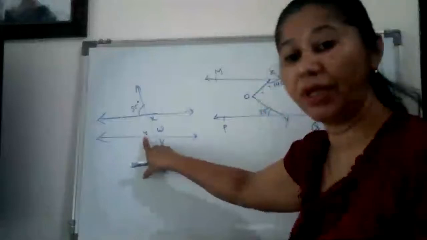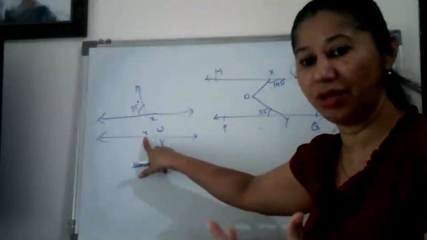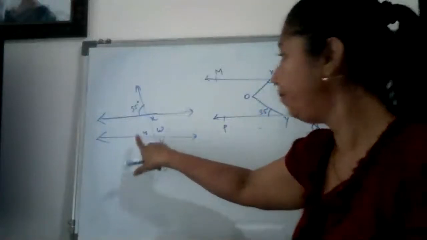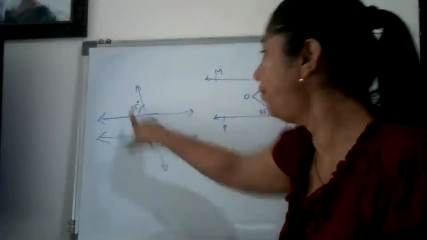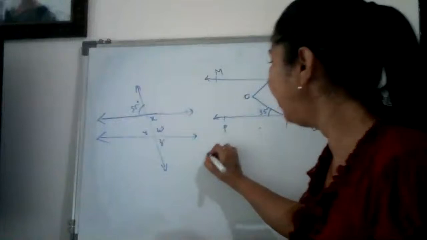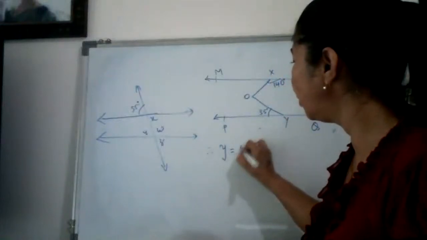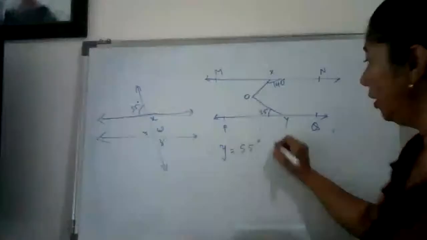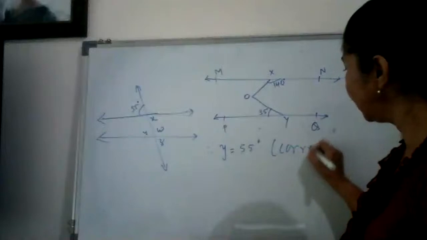I start with the corresponding angle and try to make use of this concept because we need to learn here. So look, this is on the upper side of the line, this is also on the upper side of the line, on the same side, and therefore I will say y is equal to 55 degrees by corresponding angles.